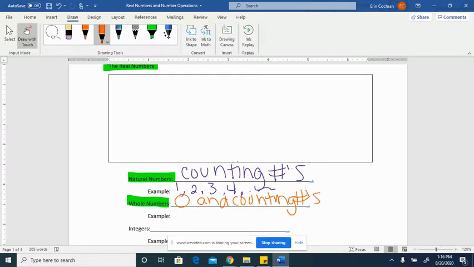As you can look, the numbers 1, 2, 3, 4, and so on were natural numbers, but they're also whole numbers. The only difference is 0. So your whole numbers are 0, 1, 2, 3, 4, and so on.